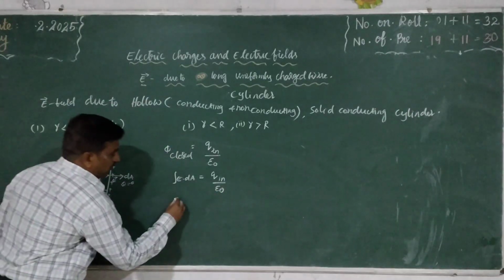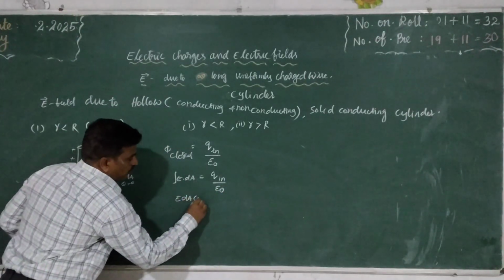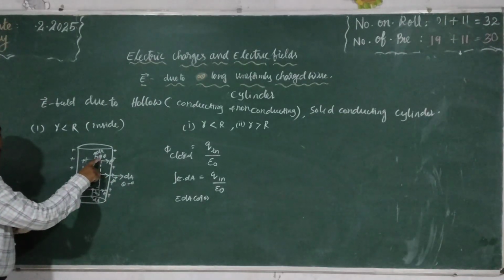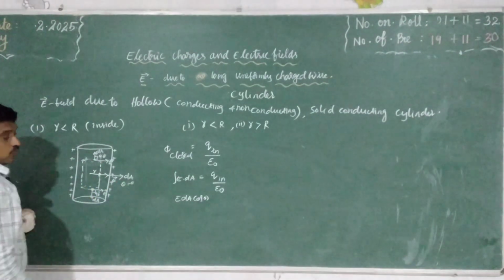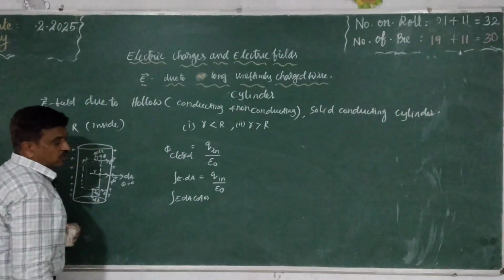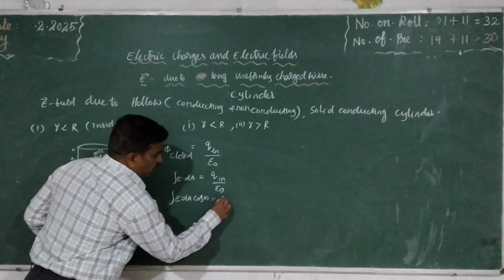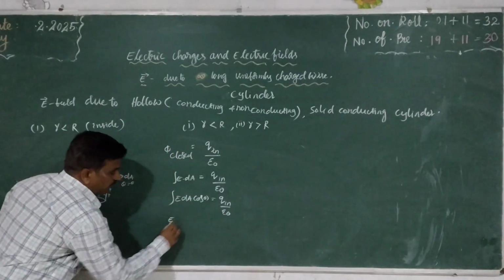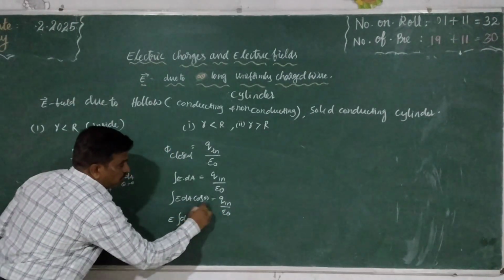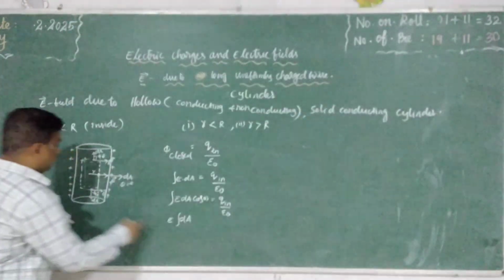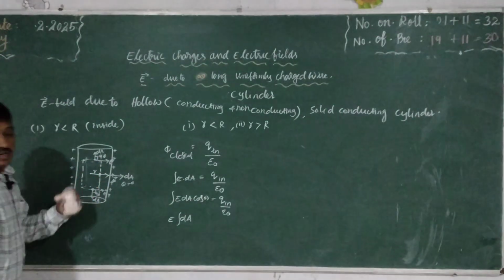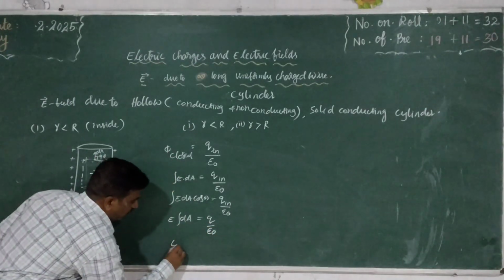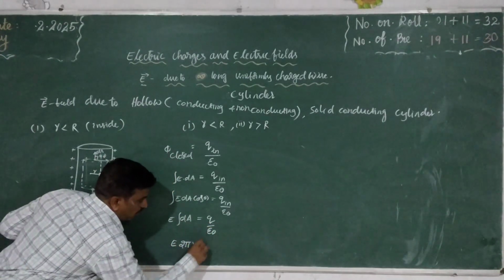Here, E dot dA means E dA cos 0. This one is 90, and cos 90 is 0, so the total flux is 0. Here also the flux is 0. We can take this one only. So integral E dA cos 0 equals q inside by epsilon naught. E is constant, so we can write it outside. The integral of dA cos 0 is just the integral of dA, which means the curved surface area of the cylinder, which is 2 pi r L.